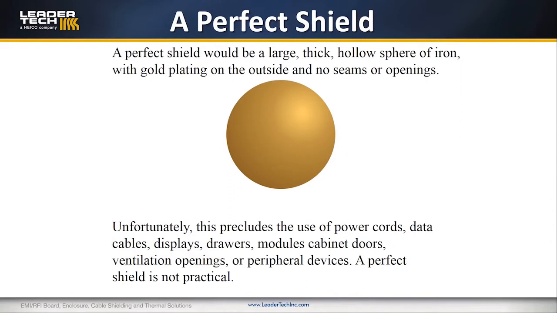So what would be an example of a perfect shield? The ideal shield is a large, thick, hollow sphere of iron with gold plating for maximum conductivity and no seams, gaps, or openings. Obviously, this isn't manufacturable or feasible, because you wouldn't have any openings for power cords, cables, connections, anything like that. So we have to design our shields so that they still work in the real world, but they still provide the best levels of shielding effectiveness.